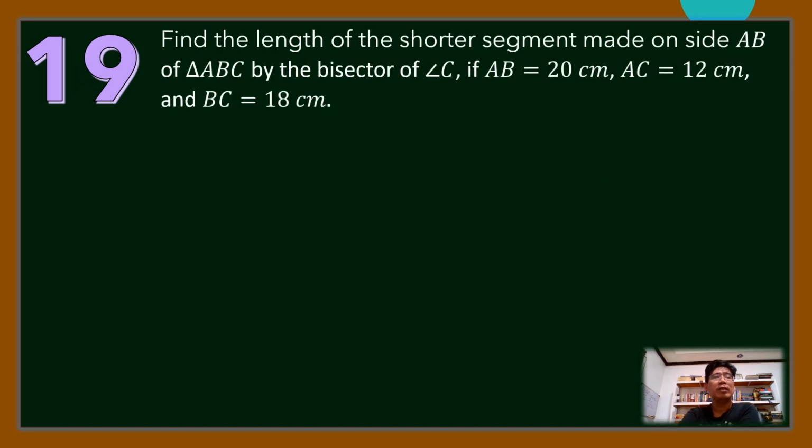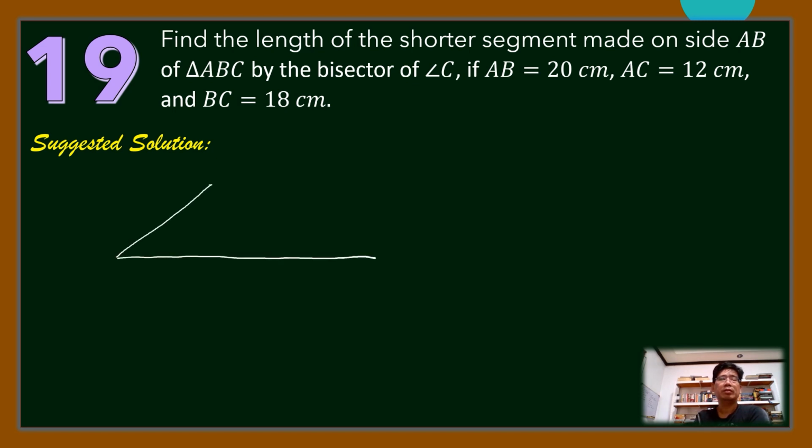Number 19. Find the length of the shorter segment made on side AB of triangle ABC by the bisector of angle C. If AB equals 20 centimeters, AC equals 12 centimeters, and BC equals 18 centimeters. For our suggested solution, again, let us visualize the triangle ABC. The shortest segment is AC and the longest is AB.